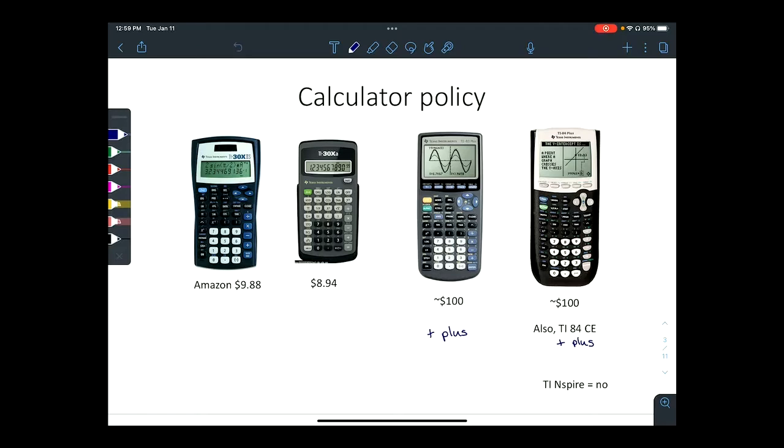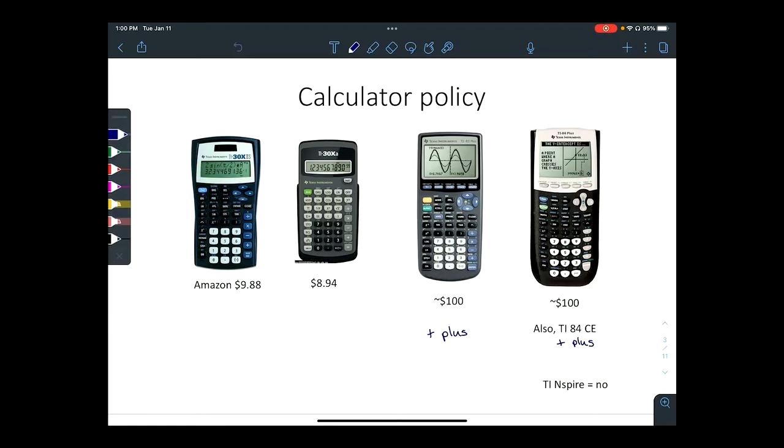So like the TI-30 series, the TI-83 series, there can be a plus at the end. It could be 83 or 83 plus. There just needs to be the number 83 in there, or the 84 plus. Also the 84 plus CE is also okay because the number 84 is in there. I know that there's a new calculator going around called the TI Nspire. That is not allowed.